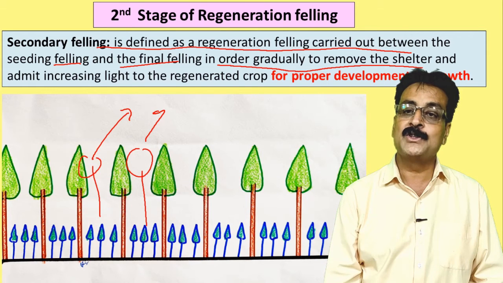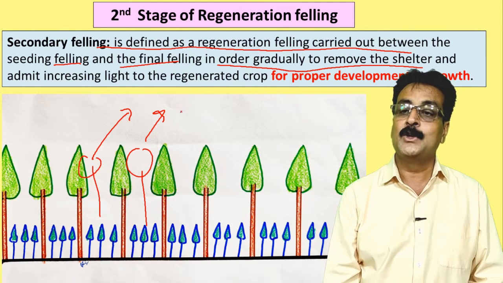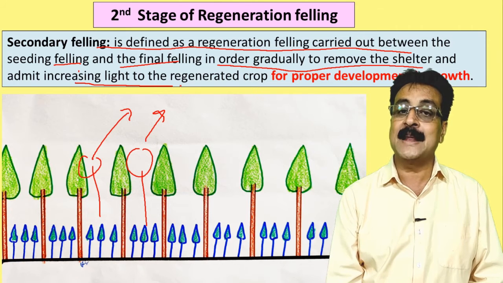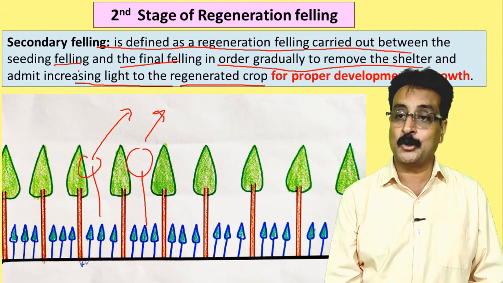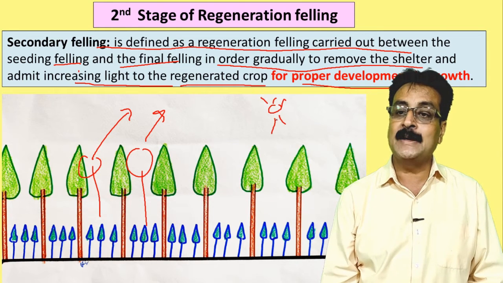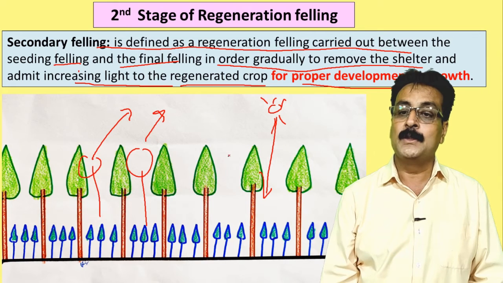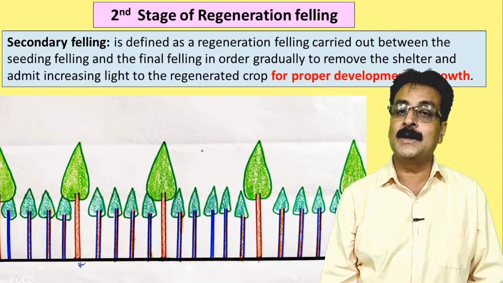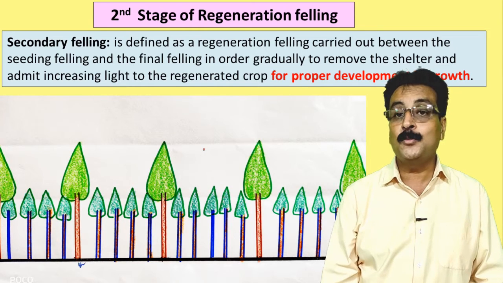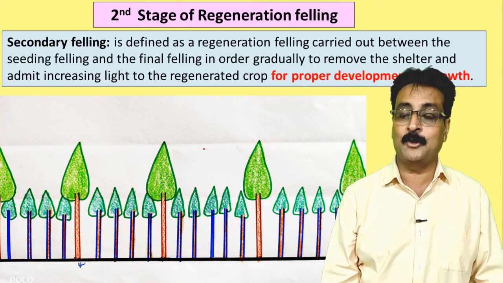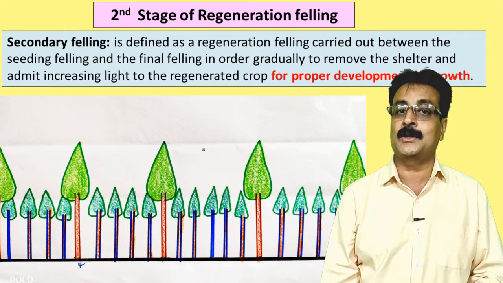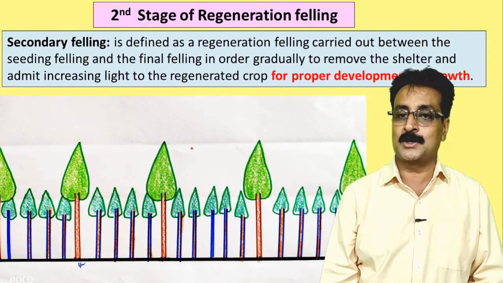We remove these shelters gradually, so that it admits the increase in light, and this light helps the regenerated crop for the proper development and growth. So this light is very important for the growth. This way we remove the shelter wood or overwood in one or two processes. Secondary felling may not be only a single felling; we may have to remove trees two times or three times like this. So it depends on the species.